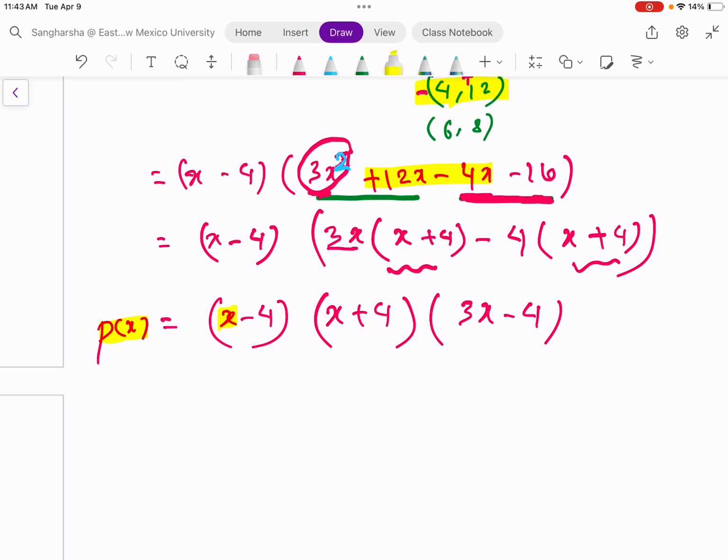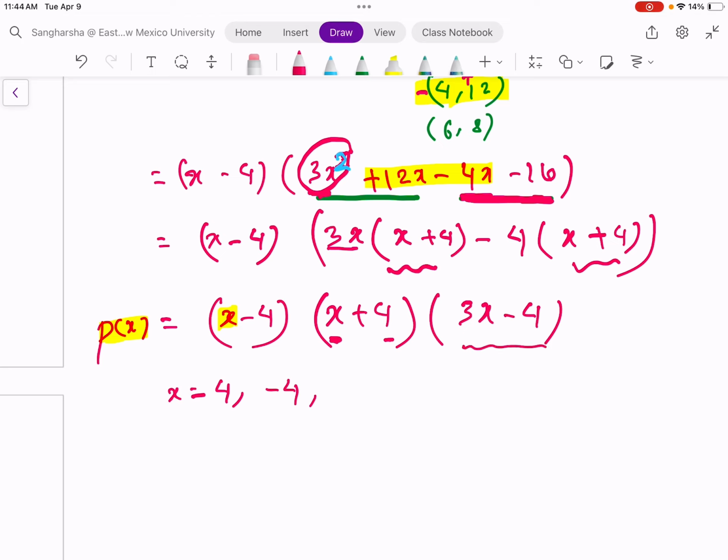Now, can you just pick other real 0? We already know 4 is one. So what are the other real 0 here? Negative 4. Because if you substitute negative 4 here, negative 4 plus 4 is 0, and 0 times the remaining is 0. So negative 4. So how can we make this expression equal to 0?